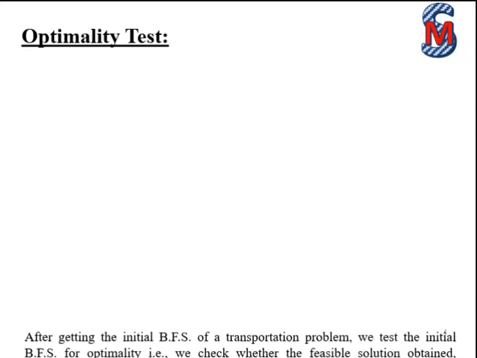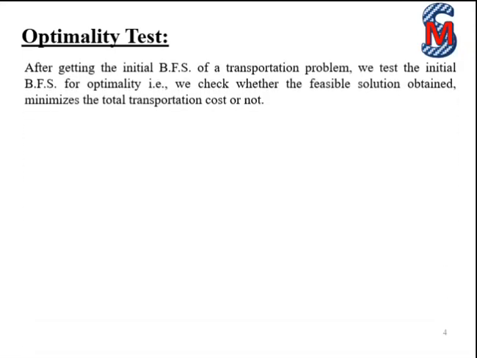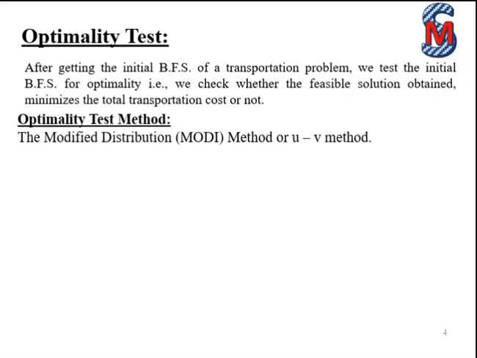First of all, what is the optimality test? After getting the initial BFS of a transportation problem, we test the initial BFS for optimality. That is, we check whether the feasible solution obtained minimizes the total transportation cost or not. The method we are applying here is the modified distribution method or UV method.